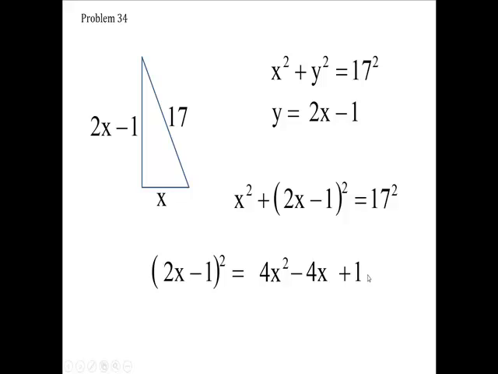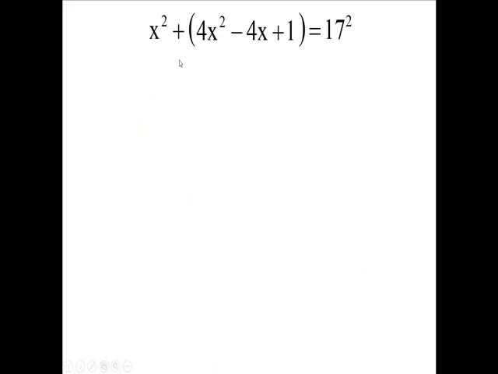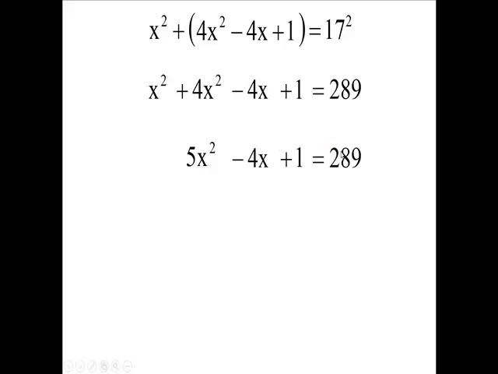Okay. So we're going to replace all of this with this. So we'll have x squared plus this right here. That equals 17 squared. Put it up at the top. I have x squared plus 4x squared. And I have 4x minus 1. And then 17 times 17 is 289. So 1x squared and 4x squared is 5x squared. Copy the other down. Space it out a little bit. Put a little space between these two.